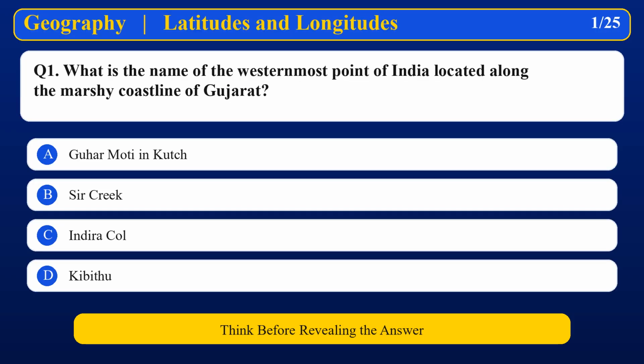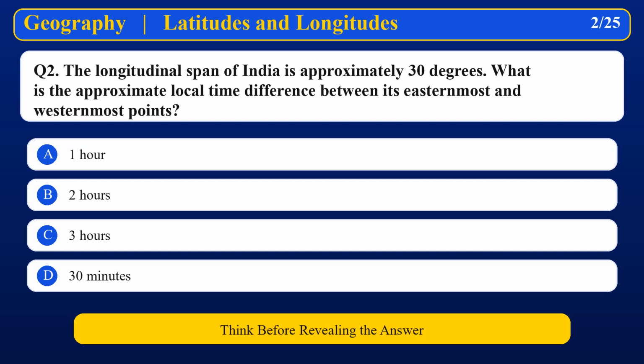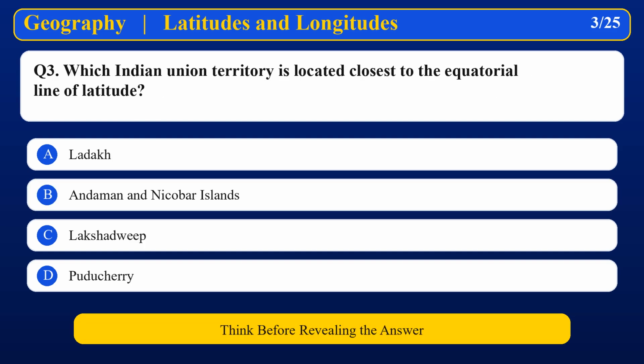What is the name of the westernmost point of India located along the marshy coastline of Gujarat? Guhar Moti in Kutch. The longitudinal span of India is approximately 30 degrees. What is the approximate local time difference between its easternmost and westernmost points? 2 hours. Which Indian Union territory is located closest to the equatorial line of latitude?